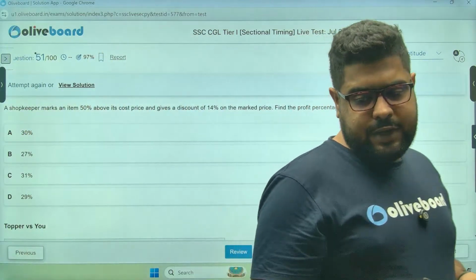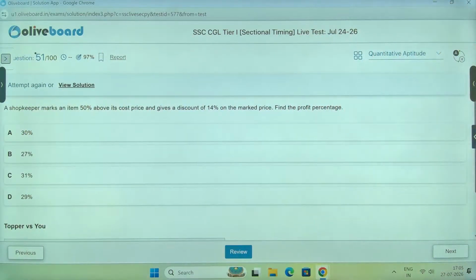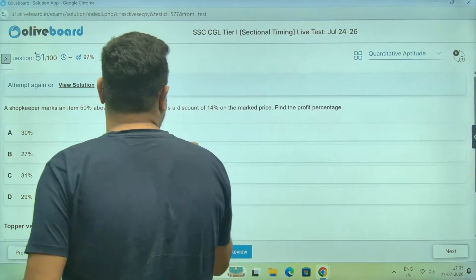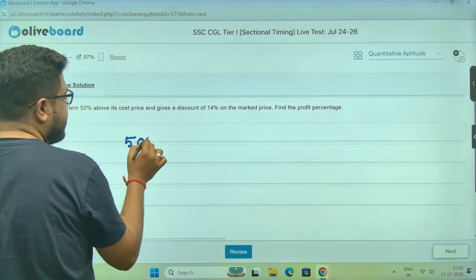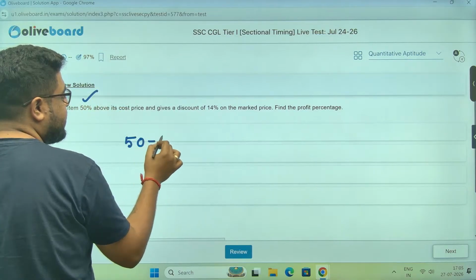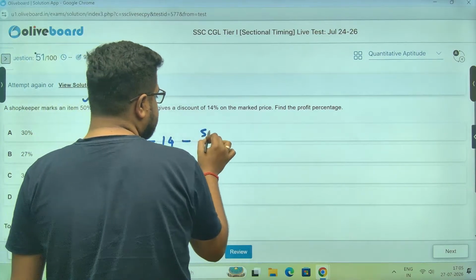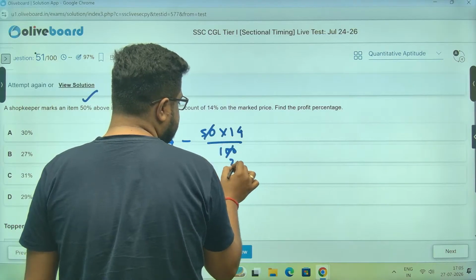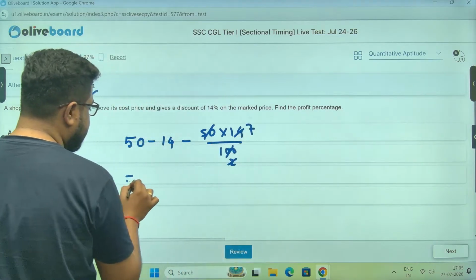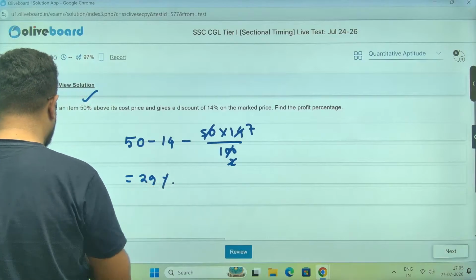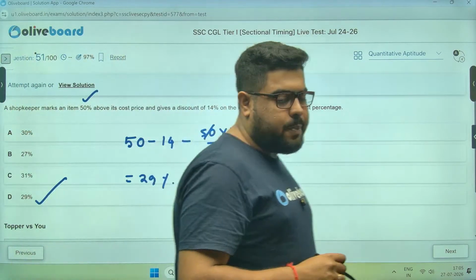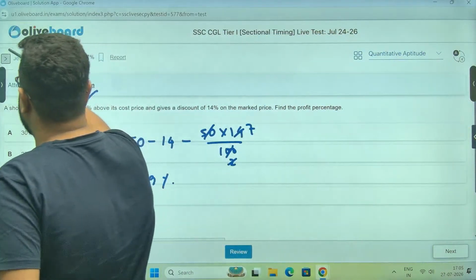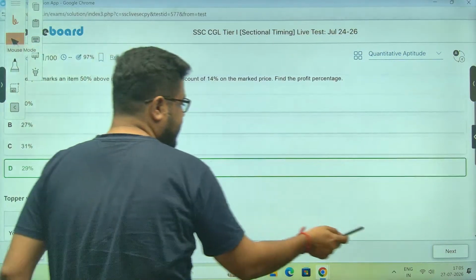So what is given over here? A shopkeeper marks an item 50% above CP and gives a discount of this profit percentage. So I can use the AB theorem. 50 plus discount, meaning minus, plus minus minus by 100. This is 2, this is 7. So 21 gone up from 50, that is 29%. Option D is the correct answer. Very simple, couple of lines only. First question, done, understood.